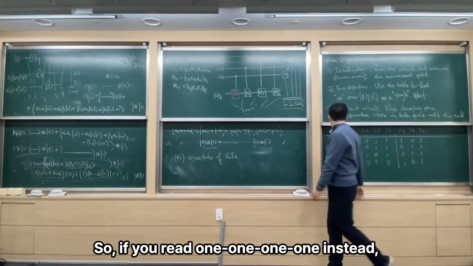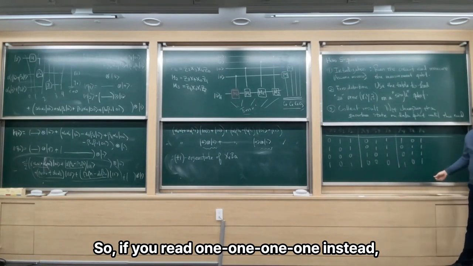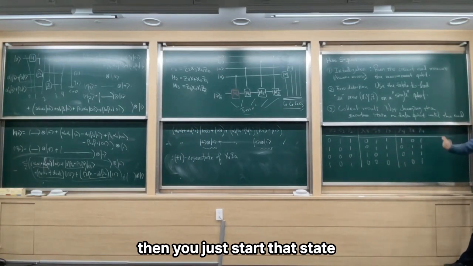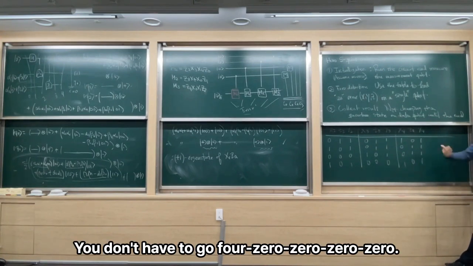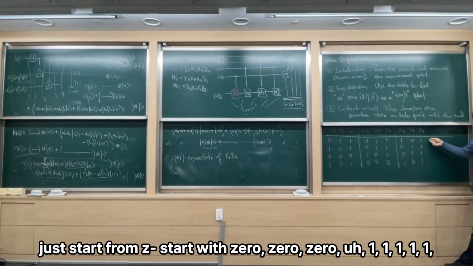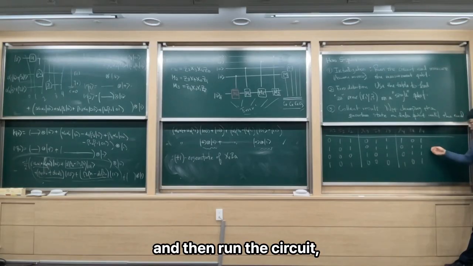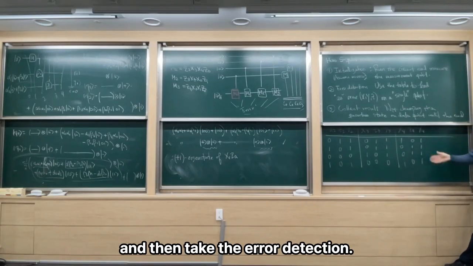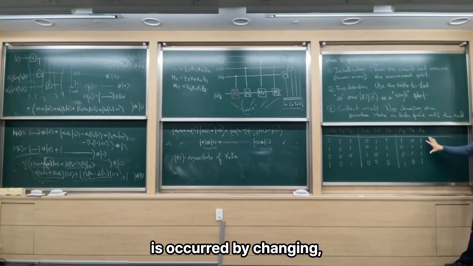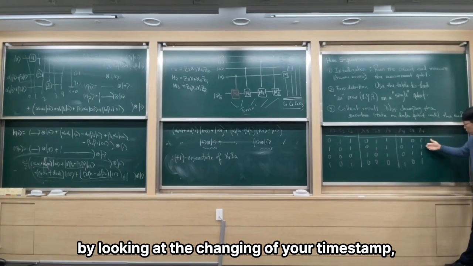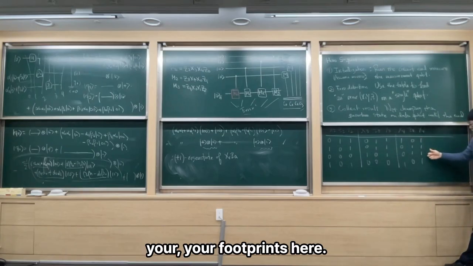So if you read 1, 1, 1, 1 instead, then you just start with that state as your initial state. You don't have to go for 0, 0, 0, 0. Just start with 1, 1, 1, 1, and then run the circuit, and then take the error detection and see when the error occurred by looking at the change of your footprints here.